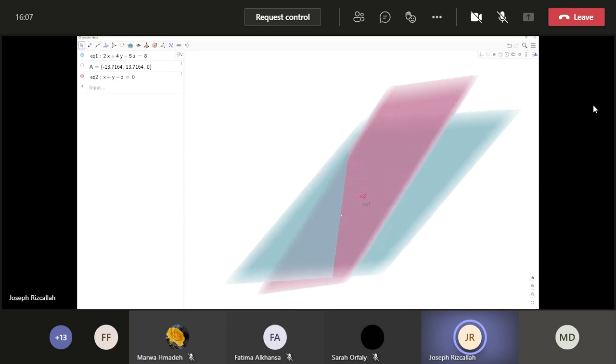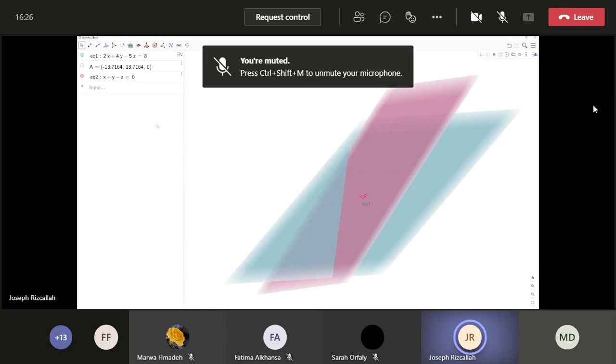These are the points which are common to the pink plane and to the blue plane, and these points have x, y, and z which satisfy the first equation as well as the second equation. So these x, y, and z are solutions to this pair of equations. So the solution in this case is just a straight line.